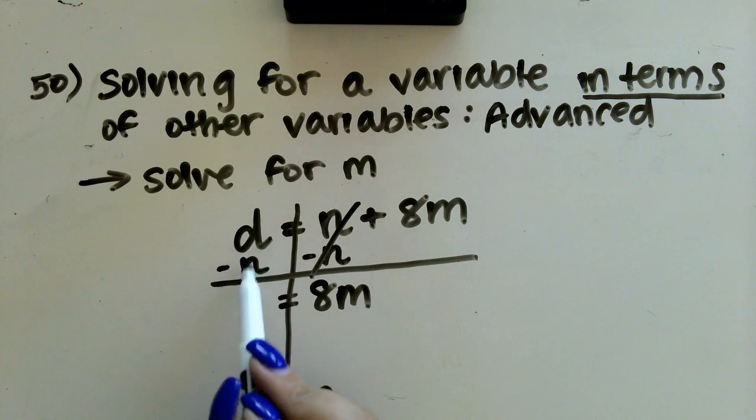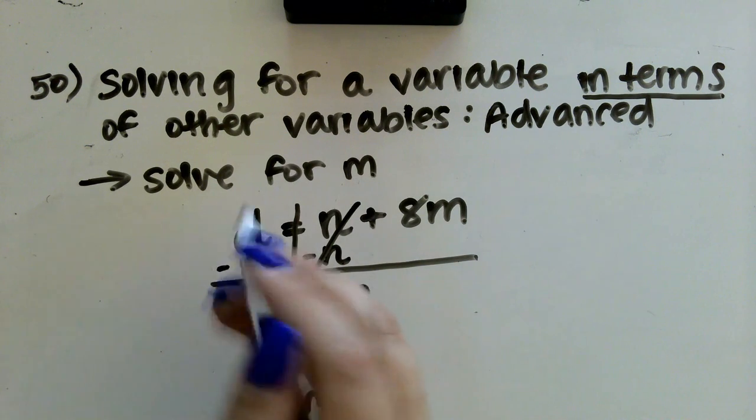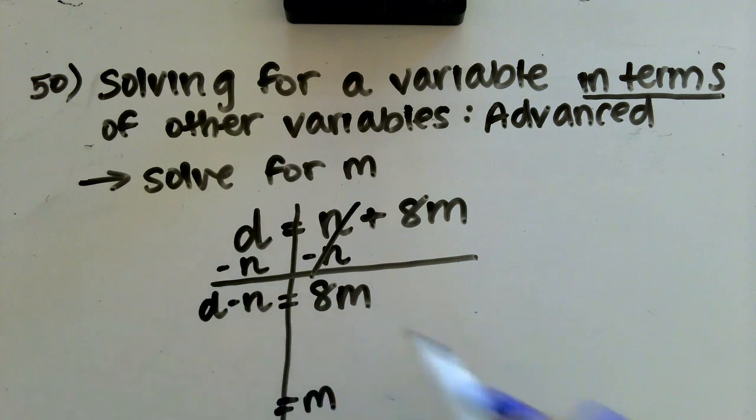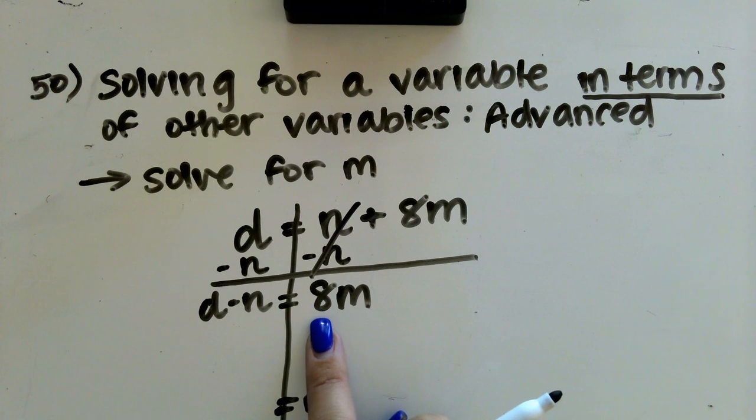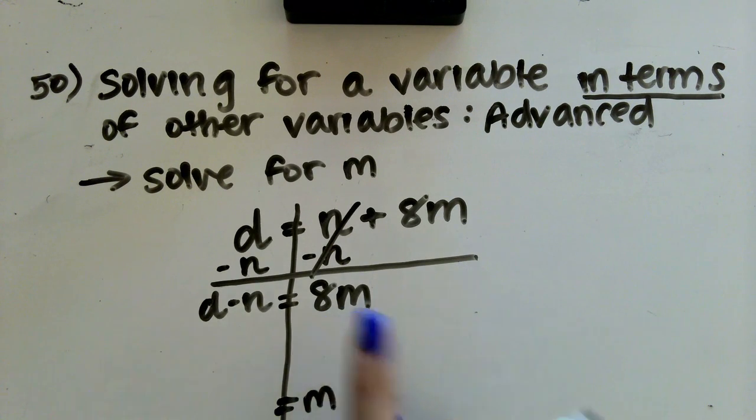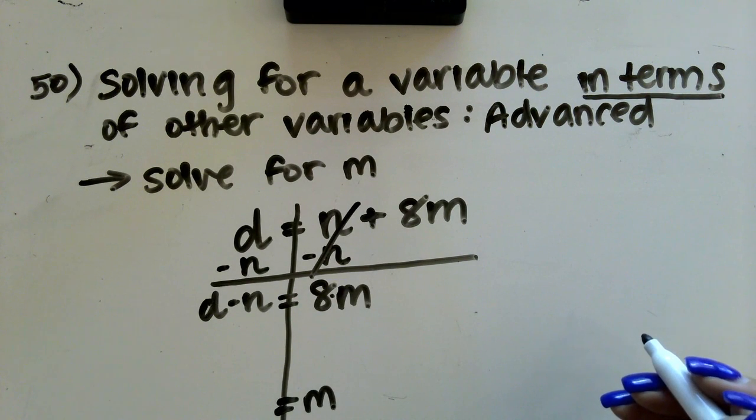Now over here, d and n are not like terms. They are not the same variable, so we cannot combine them, so we just simply leave this as d minus n. Okay. So now we have our m's all alone on this side, but there is still this pesky 8 sitting in front of our variable. Now think back, we all remember that anytime we see a coefficient sitting in front of our variable, there is an invisible multiplication sign sitting in between those two things.